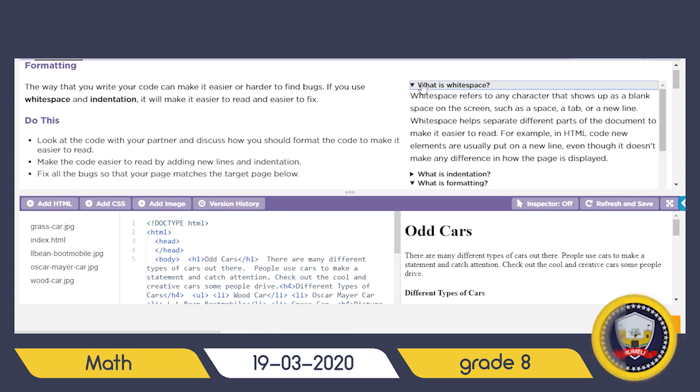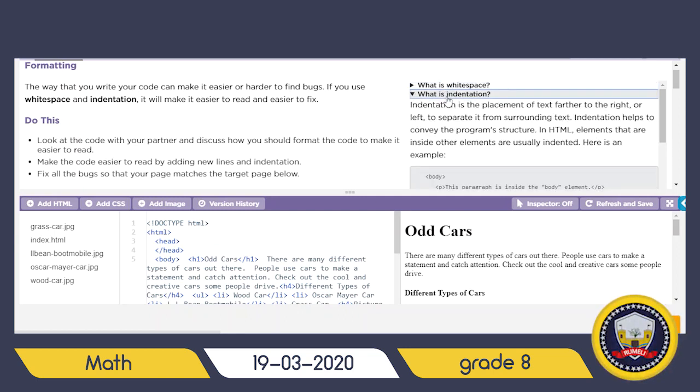What is white space? White space refers to any character that shows up as a blank space on the screen, such as a space, a tab, or a new line. So any character that shows up as a blank space on the screen, such as a space, is called what? White space. For example, this is a white space. This place is what? White space. So it makes it easier for you to read.